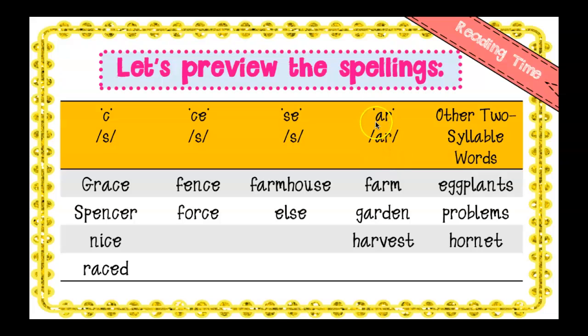We have some words spelled with the two letters A-R. Do you remember what sound that makes? Like in the word farm, garden, and harvest. And here are those two-syllable words. Again, there's no dot between them: eggplants, problems, and hornet.